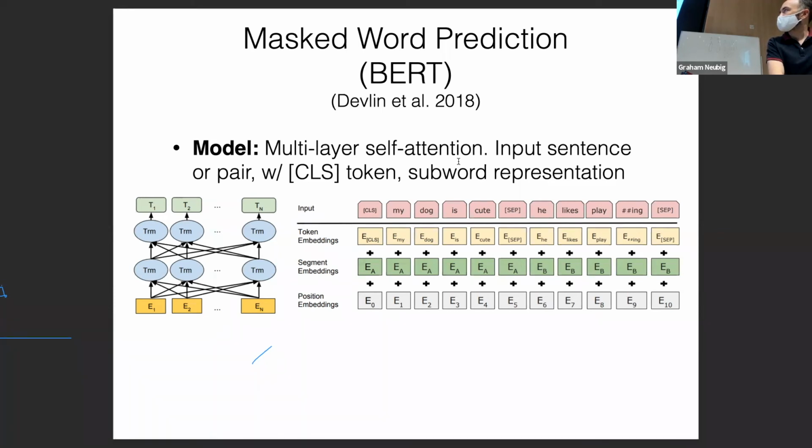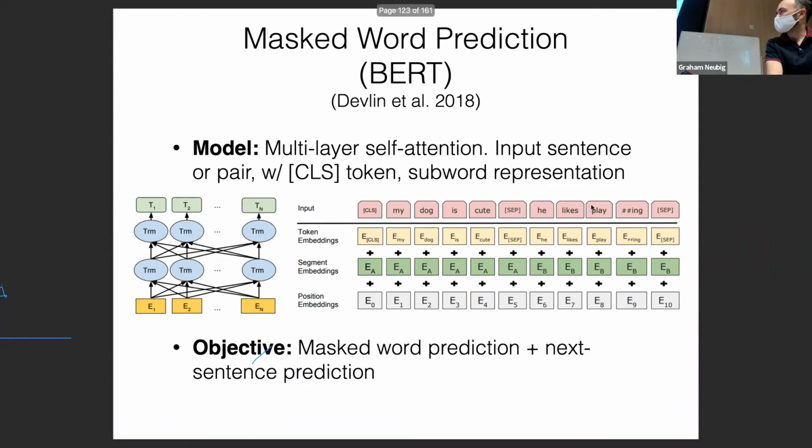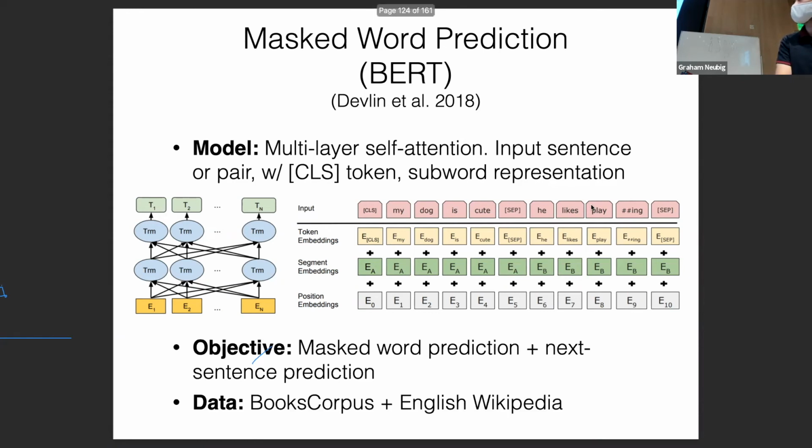It also uses a subword representation. Basically, long story short, a subword representation is where we divide low frequency words into multiple pieces like this. And I think Bob is going to talk more about this later. And the objectives that it uses are twofold. It's using masked word prediction and next sentence prediction. And I'll talk about both of these. And this was trained on the books corpus in English Wikipedia.